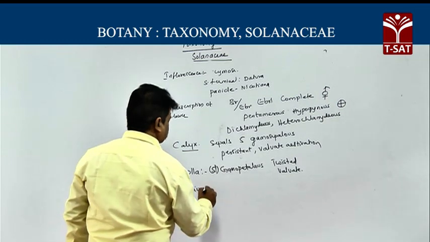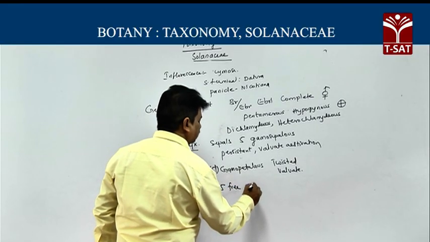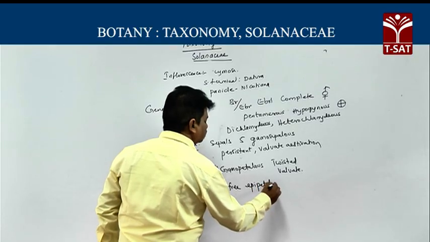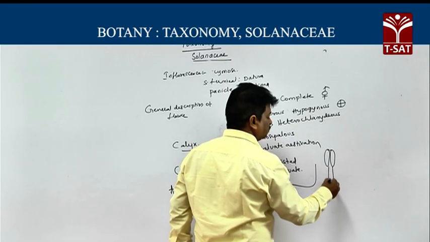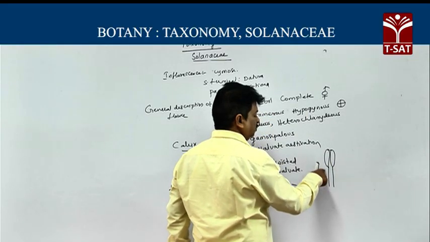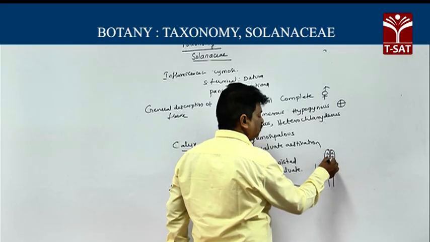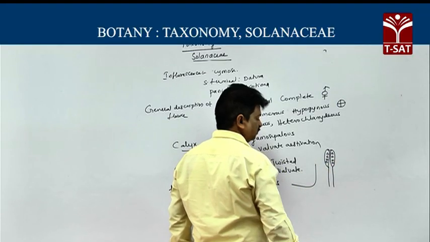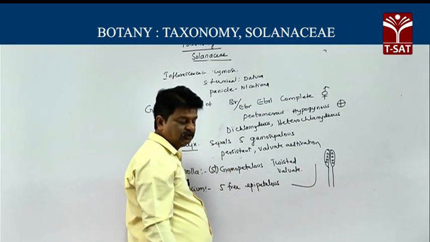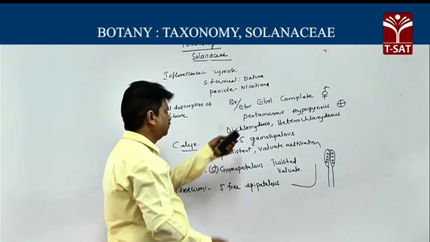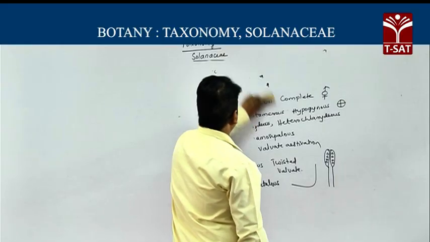Then androecium. Androecium includes stamens. Stamens 5, free. Then epipetalous, stamens fused with petals. Then dithecous, 2 anther lobes, basifixed, filament attached to base of anther. Then dehiscence is longitudinal, anther wall breaks vertically. And introrse. Introrse means dehiscence occurs inside the corolla. It is about androecium.